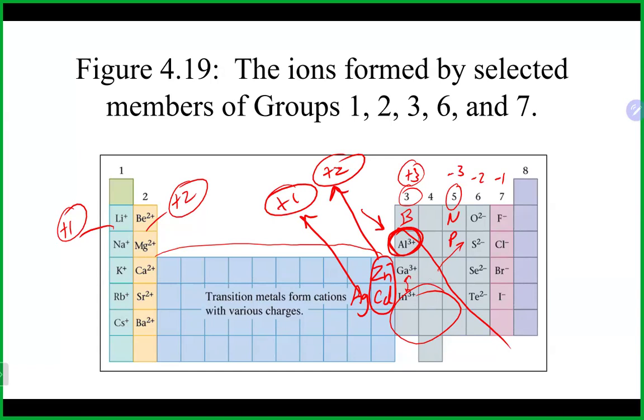Once again, as I mentioned, things do not have charges until they start interacting with metals and nonmetals on opposite sides of the periodic table. Any questions on that?